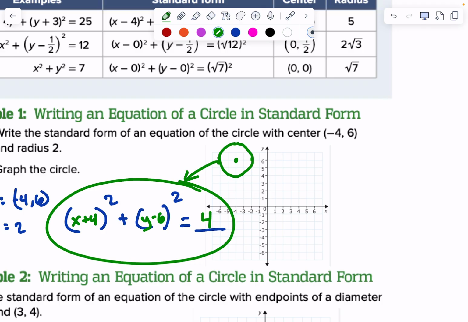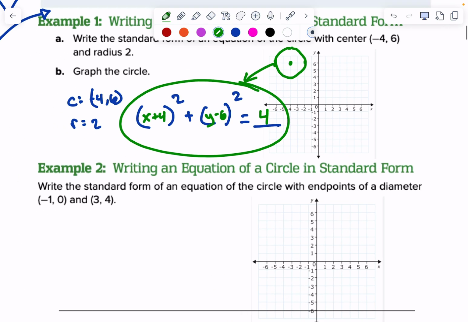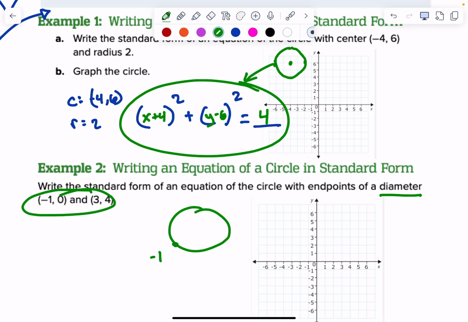Happy with that? Is that okay? Yep. All right, now they're going to make it a little bit harder for us. It says, write the standard equation of a circle if we have a diameter that goes from (-1, 0) to (3, 4). So what we have going on right here is (-1, 0) is here, and (3, 4) is here.